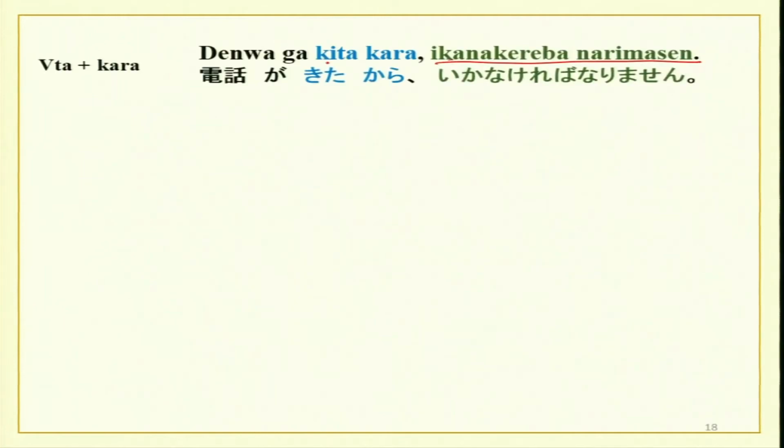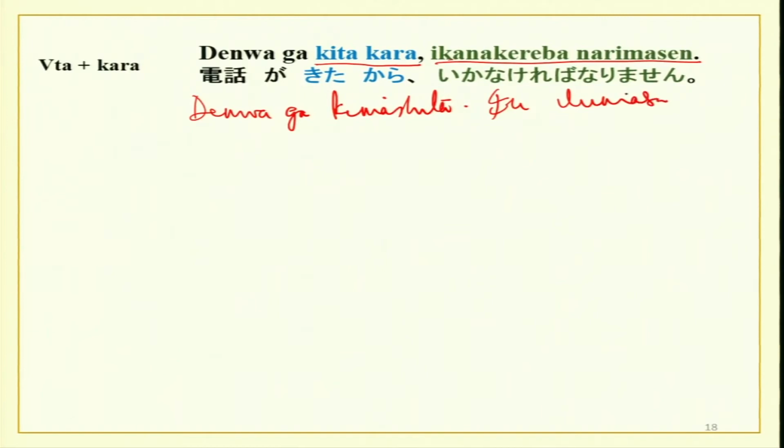Now, earlier we have done verb in dictionary form plus kara and used it with other verbs to say something more. So, let us see how it is used with adjectives and nouns. So, denwa ga kita kara ikanakereba narimasen. Denwa ga kimashita. So, what is the breakup? Denwa ga kimashita. Watashi wa ikimasu. Now, when you join the two, denwa ga kita kara watashi wa ikimasu.